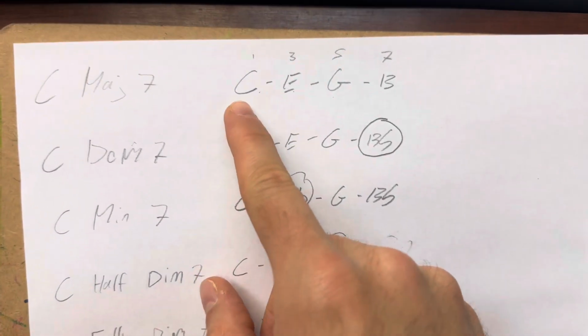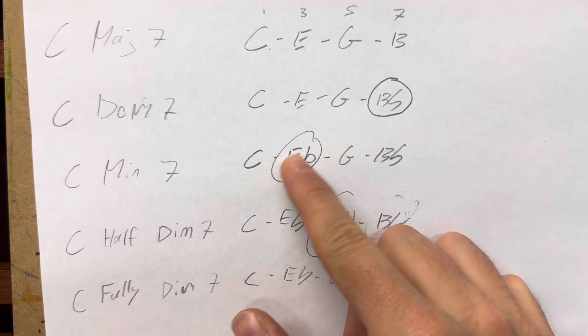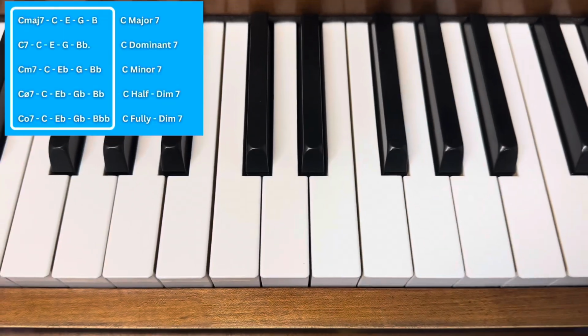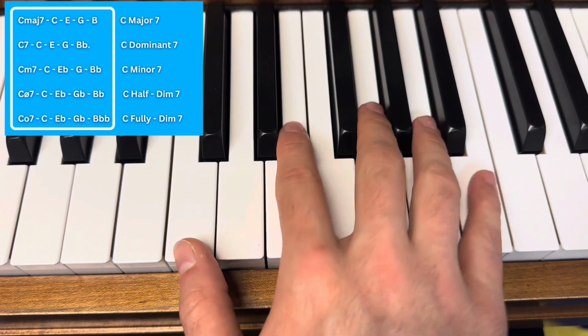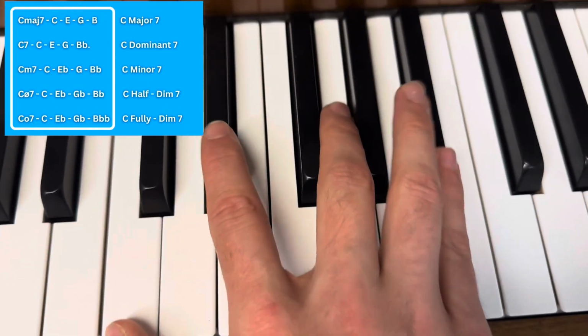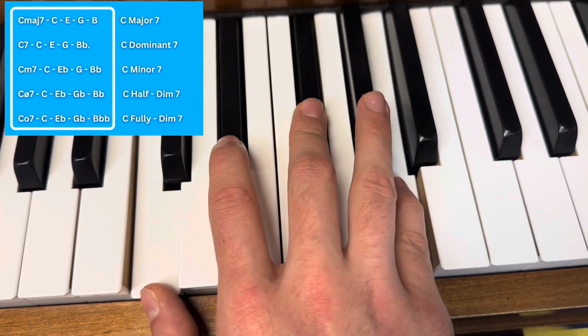So here, we just start with a C, E, G, B, and then all we do is flat the 7th, flat the 3rd, flat the 5th, double flat the 7th. And when I put it on the piano, it's going to look something like this. We have our major 7, the dominant 7, the minor 7, the half diminished, the fully diminished. Look at that.